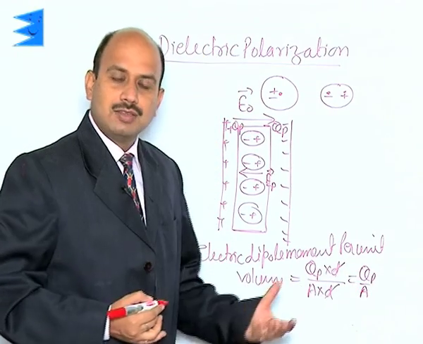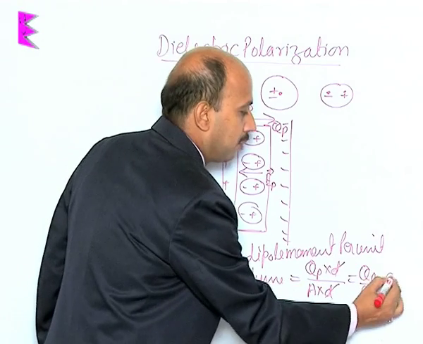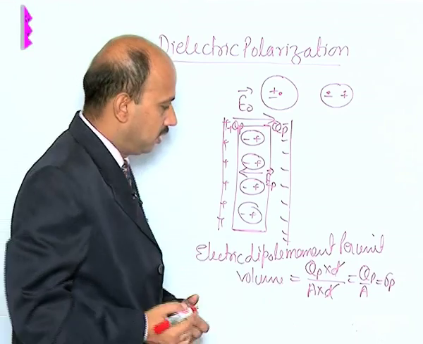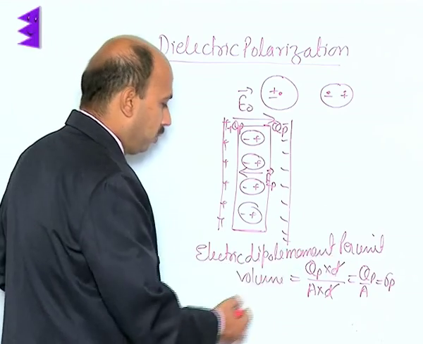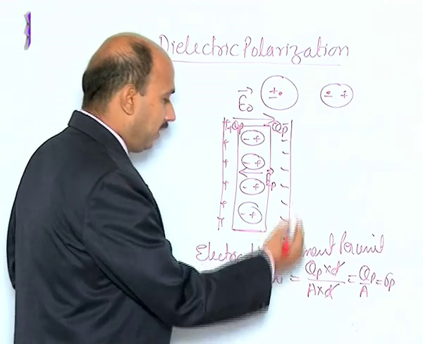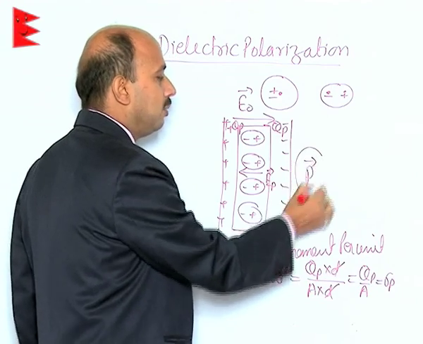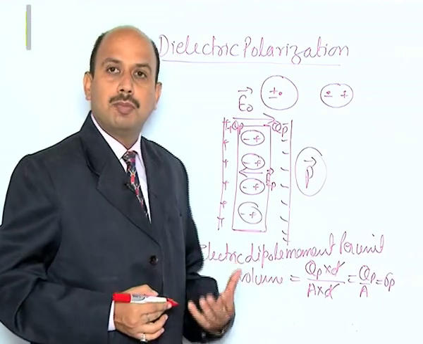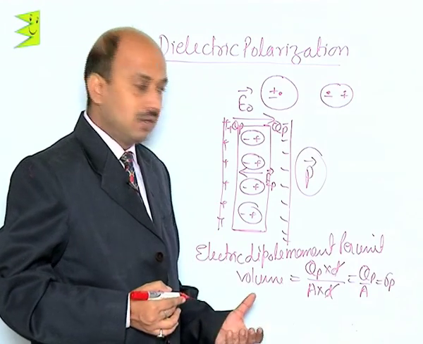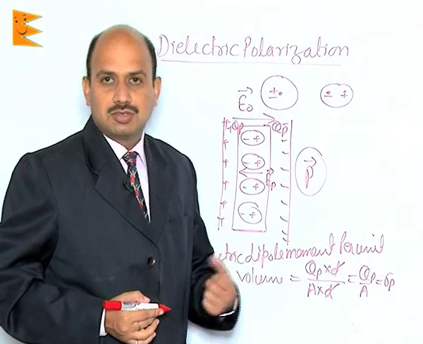QP is an induced charge that can be plus and minus, and this can be written as sigma P. That is called the induced charge density, and this electric dipole moment per unit volume is also known as polarization, and we write it with this symbol. Polarization means electric dipole moment per unit volume, and its magnitude is usually taken as equal to the induced charge density.